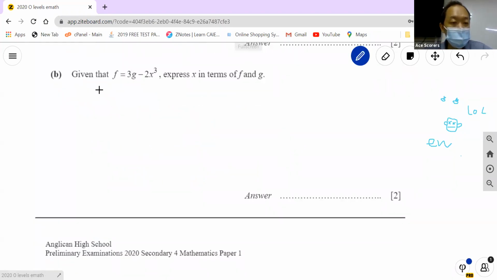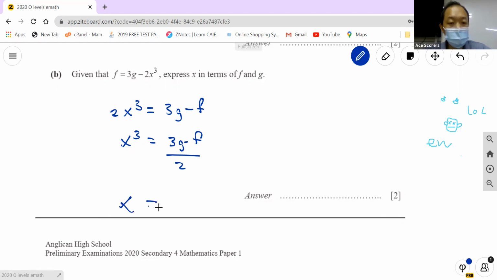All recorded on camera. Given that f equals 3g, express x in terms of f and g. So I want x, okay? So go there, f go there. So 2x cubed equals 3g minus f over 2. Then do cube root. There you go, cube root of 3g minus f over 2. Okay, final answer. You did until 11, right?